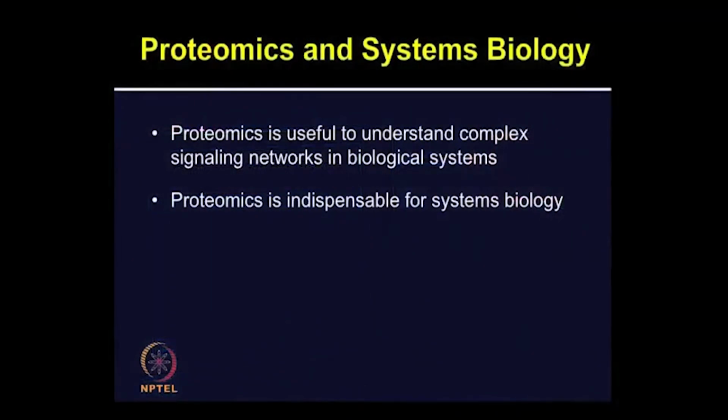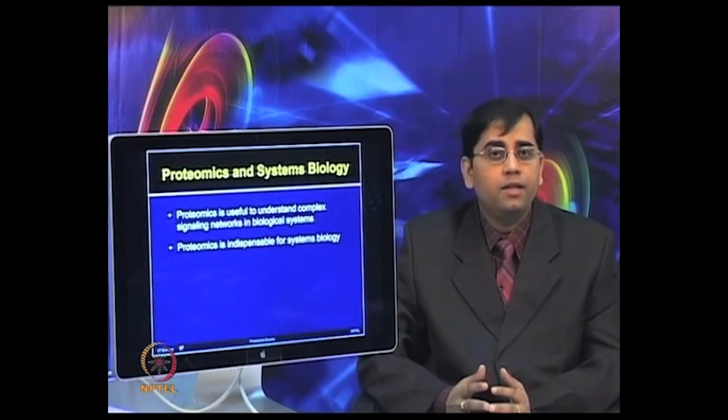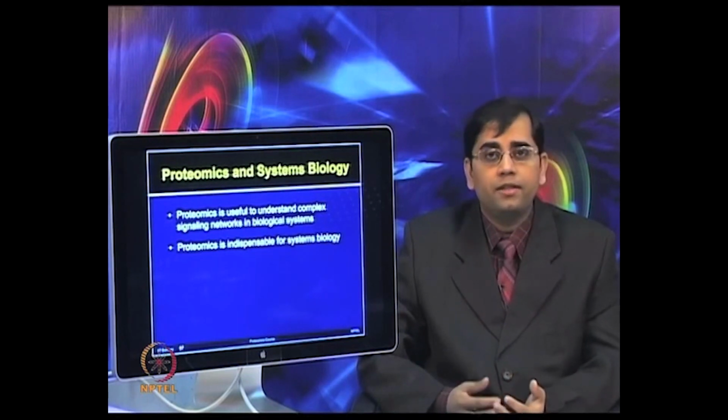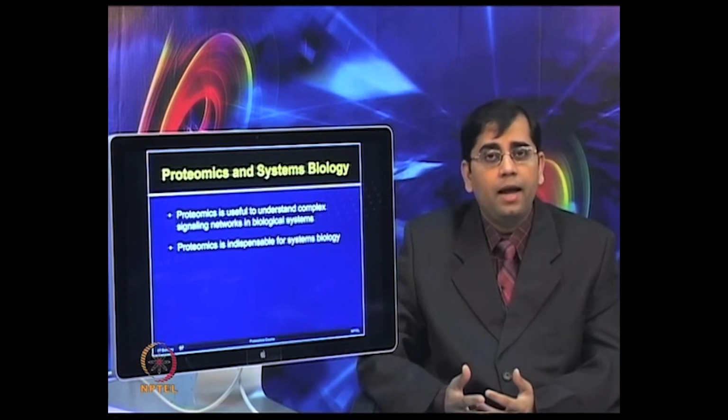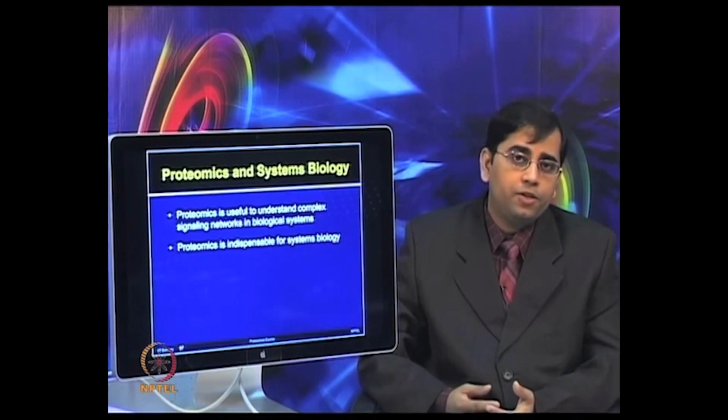So, how are proteomics and systems biology integrated? Proteomics, as we have studied, is useful to understand the complex signaling networks in biological systems. It is a very indispensable tool for systems biology. The global analysis of the proteome is important. However, there are many limitations. In each experiment, only thousands of proteins can be studied. Therefore, new approaches and systems level investigation and predictions are required. The system investigation is required to study the complex dynamic structure and interaction within the biological systems, whether at the cellular level or at the organism level, and ultimately it is responsible for their function and behavior.